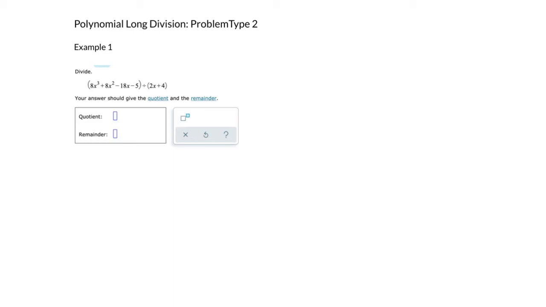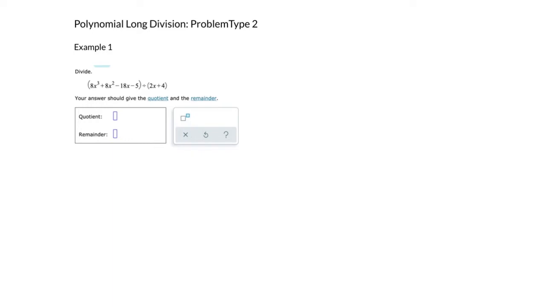I'm going to be doing a movie on polynomial long division problem type 2. In this example, we're asked to divide 8x cubed minus 8x squared minus 18x minus 5 by 2x plus 4.